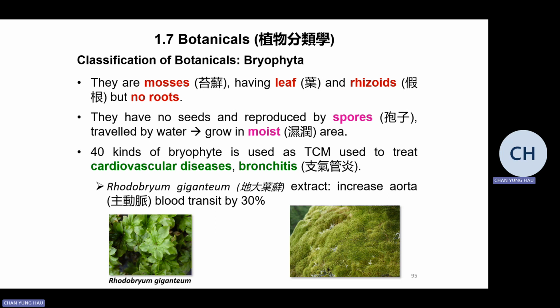They can be traveled by water, and of course they grow in moist or damp areas. There are many bryophytes that are used in TCM to treat cardiovascular disease or bronchitis. These are some examples at the bottom of the slide.